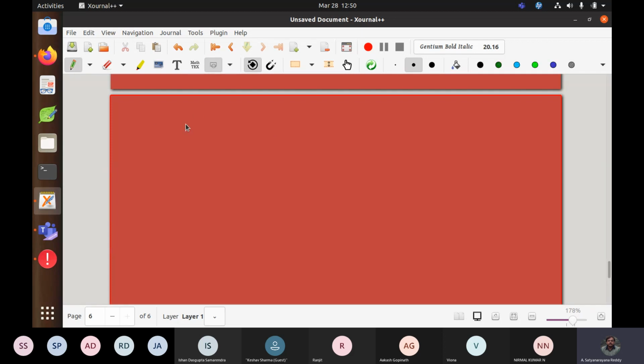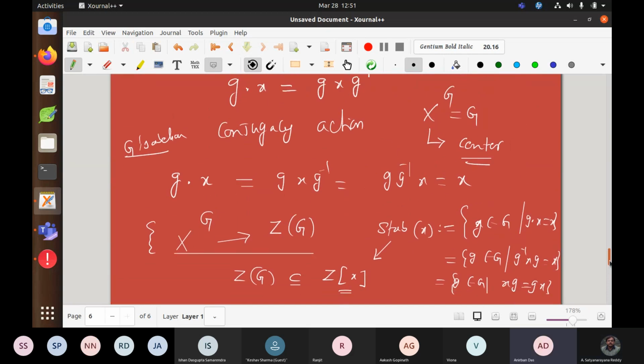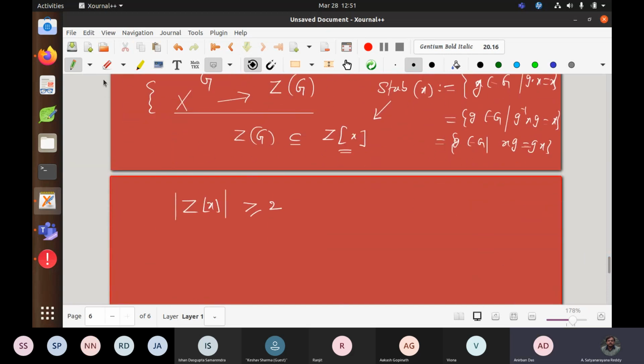Z of X, its cardinality, in finite groups, is always greater than or equal to 2 if G is not a singleton. Of course. Now do not squeeze me like that. Good. So we can say it is greater than or equal to the order of X. Not orbit, order of X. Correct. That is better actually.